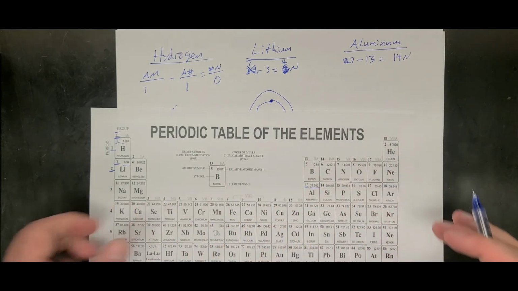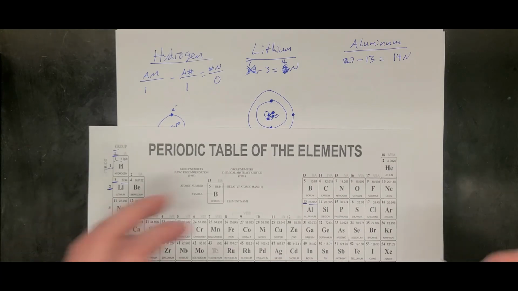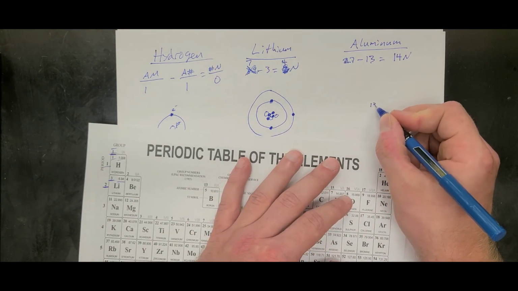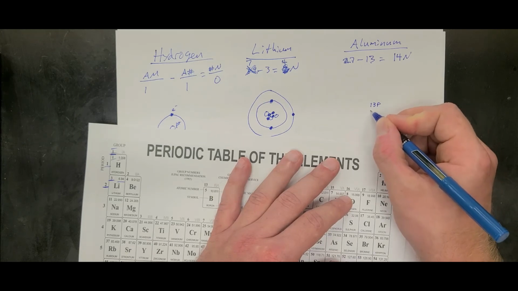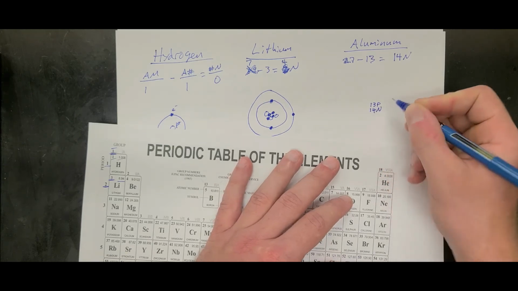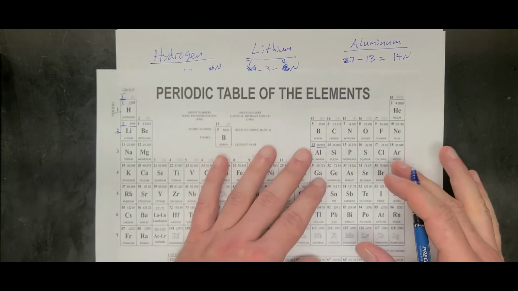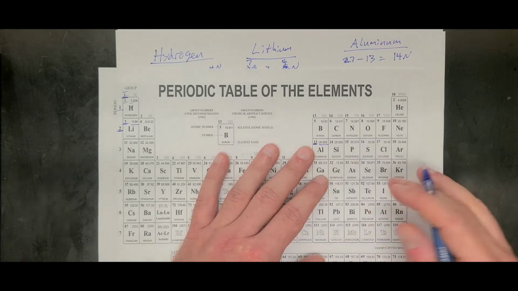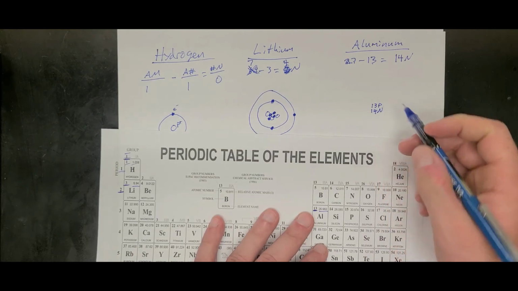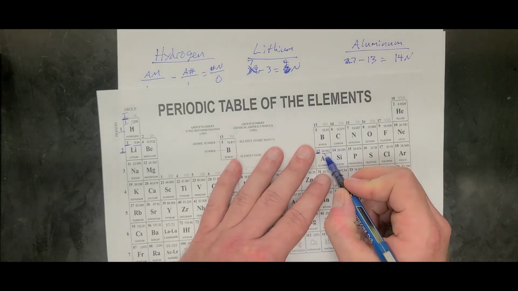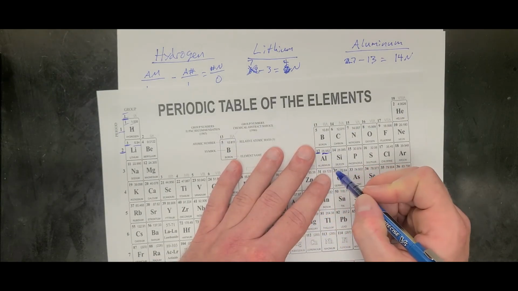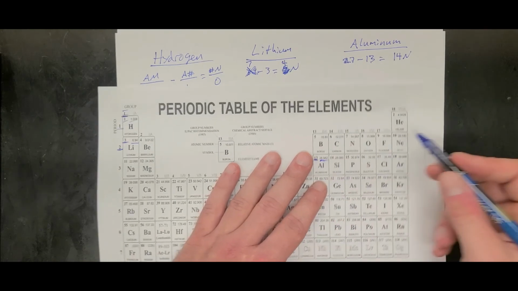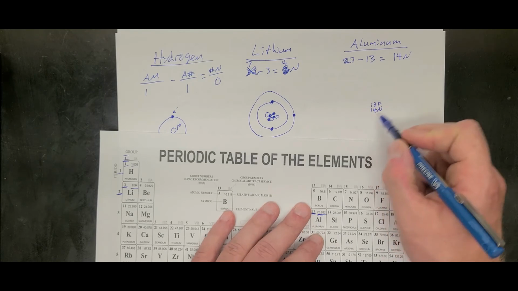I am not going to take the time to draw that just for the sake of time, so what we're going to do is we're just going to write 13 protons and 14 neutrons. 13 protons because the atomic number for aluminum is 13. 14 neutrons because if we took the atomic mass, rounded to the nearest whole number, and subtracted the atomic number from that, we get 14. And we'll call that good.